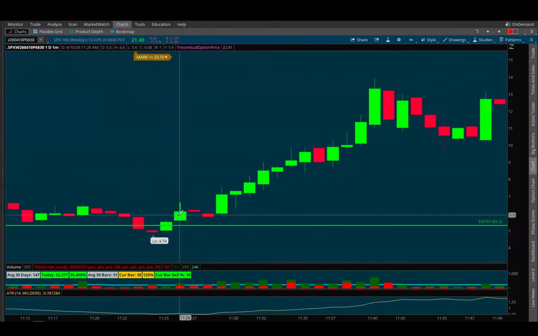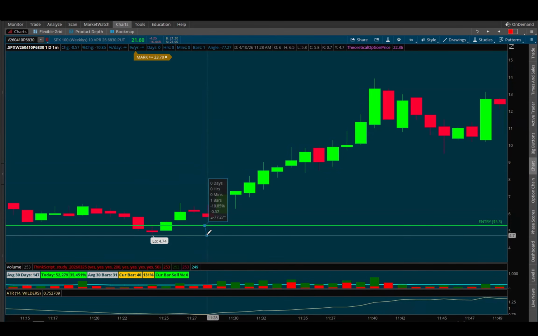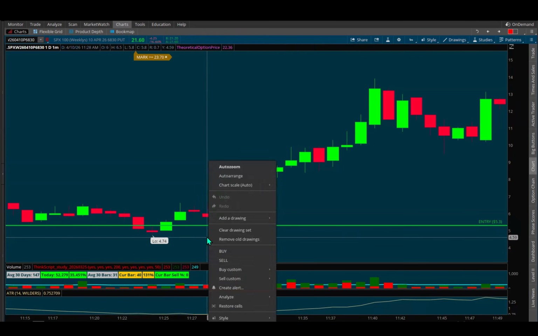We now entered with a very tight stop. So $5.30. What were we risking here? I mean, barely anything. 474, you're risking maybe 50 cents. If you want to be a little extra conservative, you come down maybe 450, 460, you're risking maybe 65 cents on the contract.